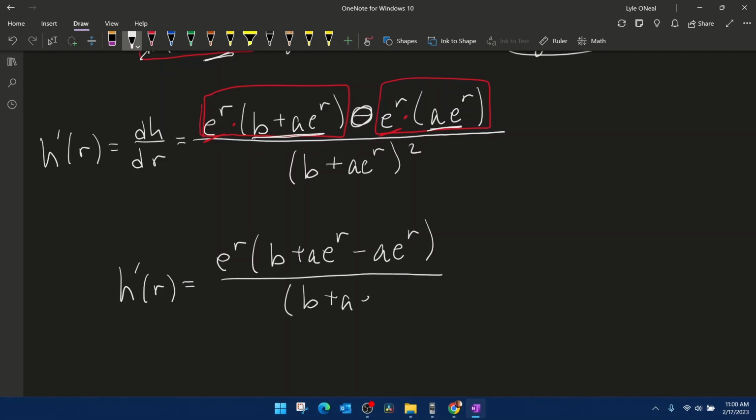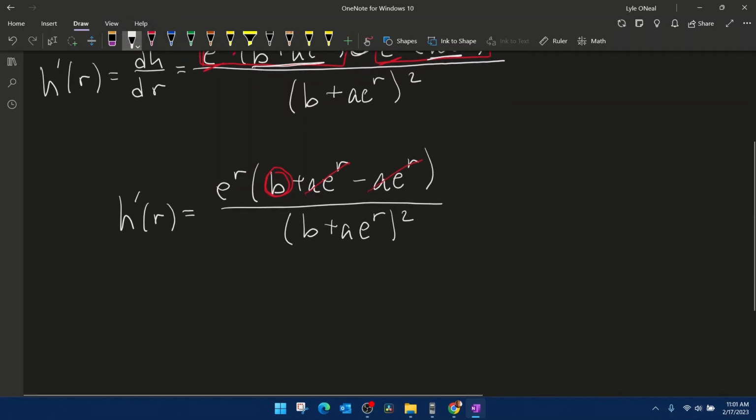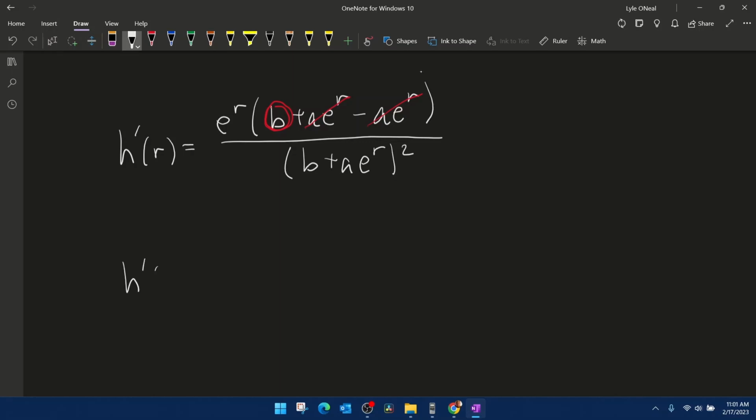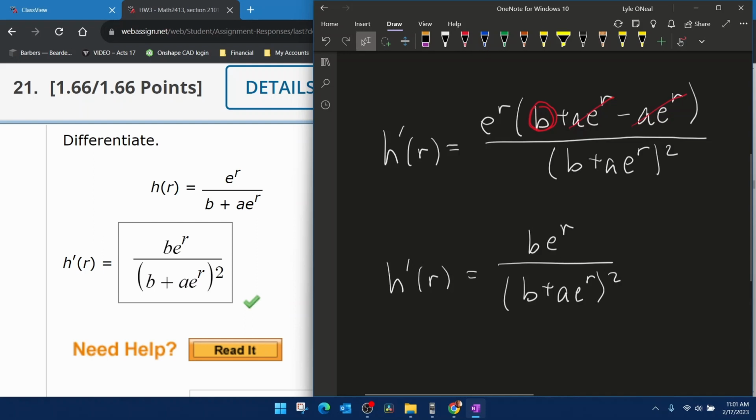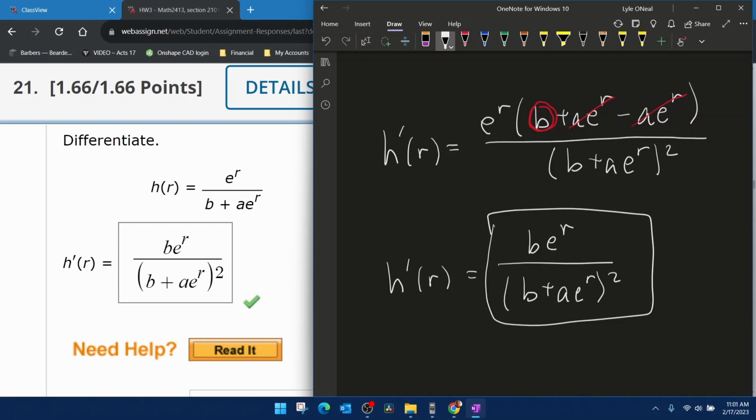And some of you have already noticed what's going to happen inside the parentheses. That's right, the a e to the r's are going to subtract out and make 0, leaving me only the b, which remember is considered to be like a constant. And so we can simplify this. This will be our final step here. Rewriting that as b e to the r all over the denominator quantity squared. And then if I minimize that, you can compare our result here with the result I got in class and see that it's the same.